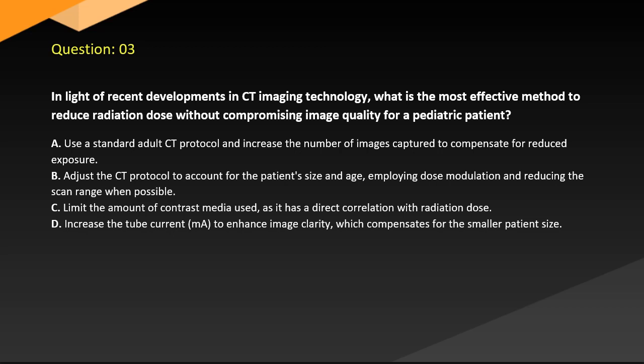Question 3. In light of recent developments in CT imaging technology, what is the most effective method to reduce radiation dose without compromising image quality for a pediatric patient? A. Use a standard adult CT protocol and increase the number of images captured to compensate for reduced exposure. B. Adjust the CT protocol to account for the patient's size and age, employing dose modulation and reducing the scan range when possible. C. Limit the amount of contrast media used as it has a direct correlation with radiation dose. D. Increase the tube current, mA, to enhance image clarity, which compensates for the smaller patient size.